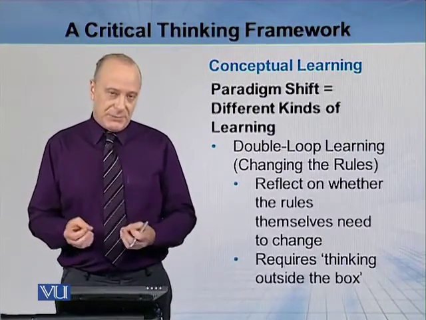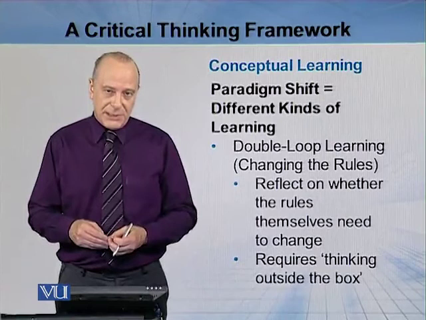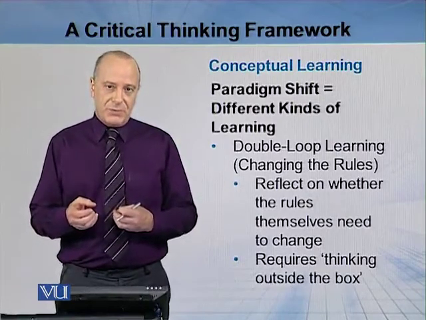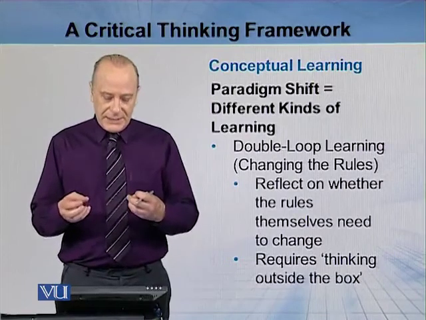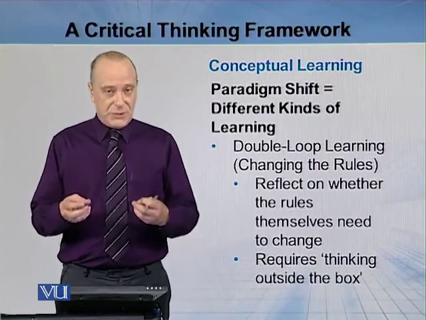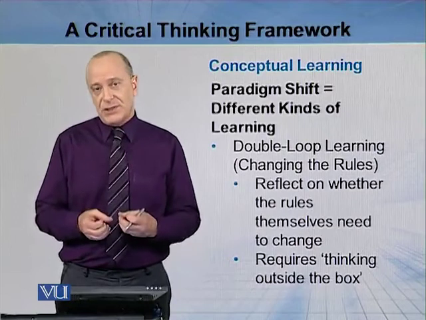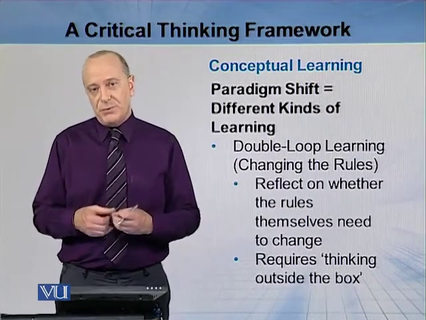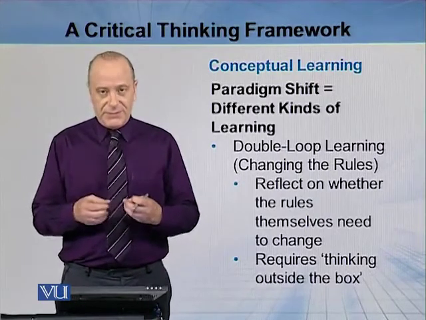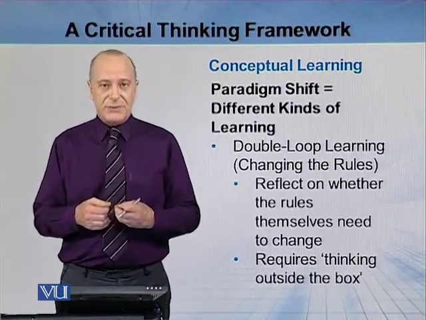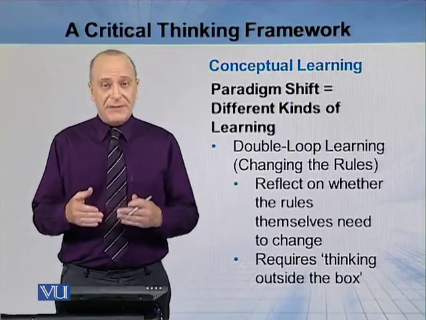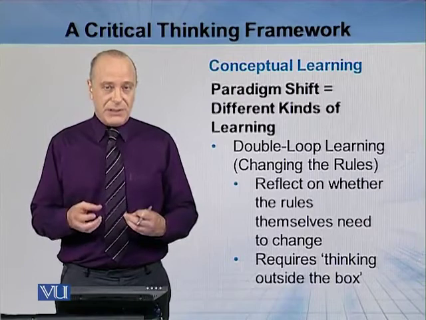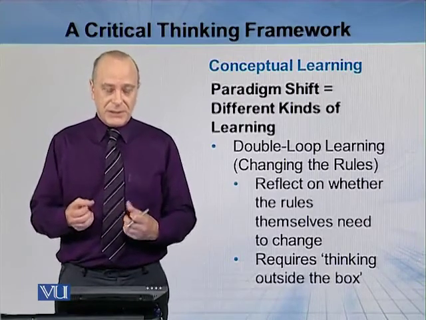The other type of learning is double loop learning. This actually goes beyond the straightforward, strict strategies and gets the teacher to reflect on whether the rules themselves need to actually change, rather than the people that the rules are acting on. This, for the reflective practitioner, requires some sort of thinking outside of the box, in order for learning, double loop learning, to actually occur.